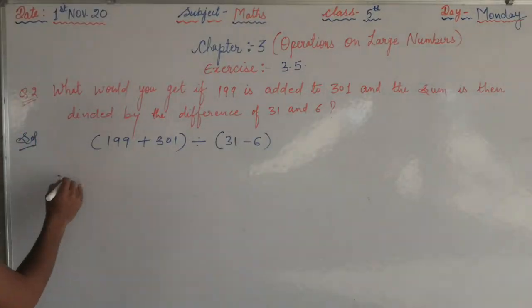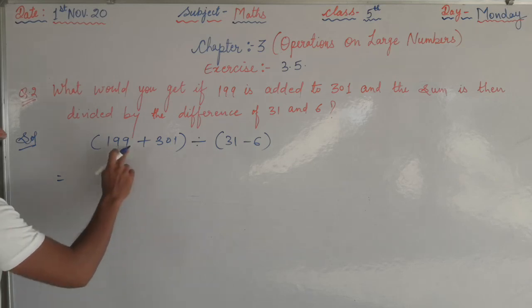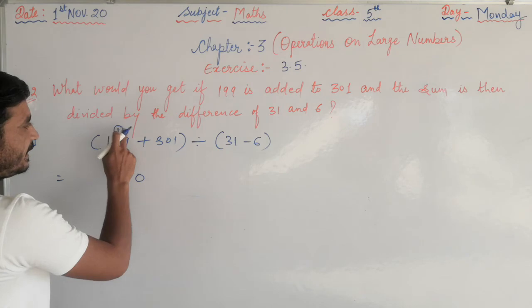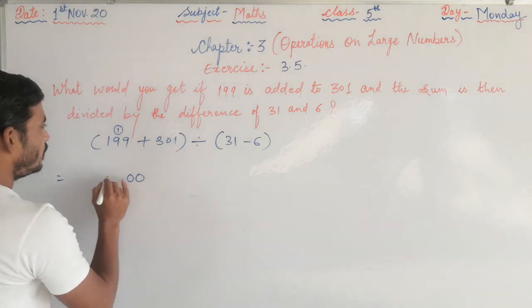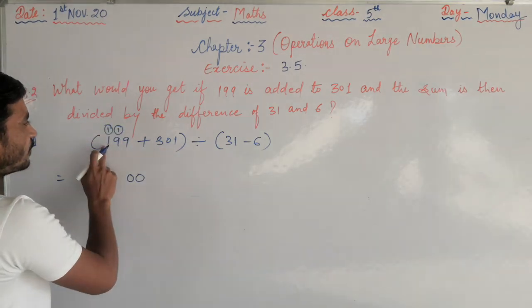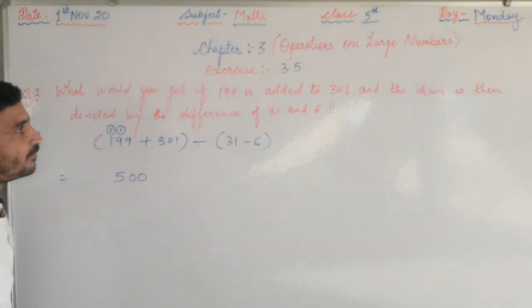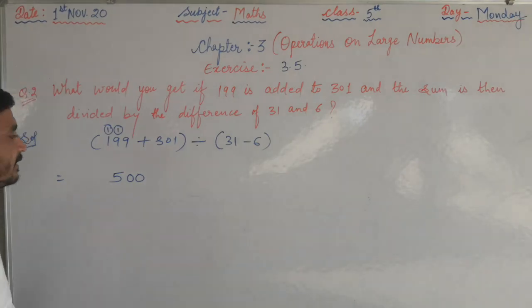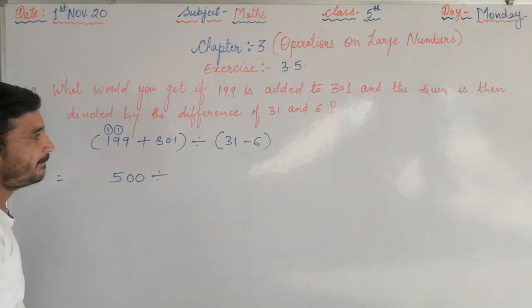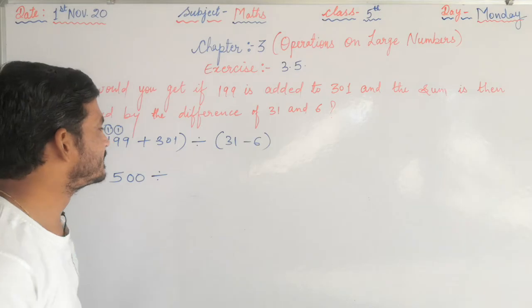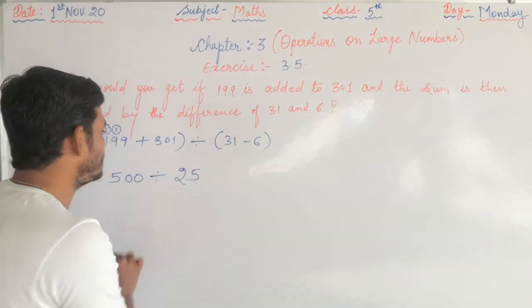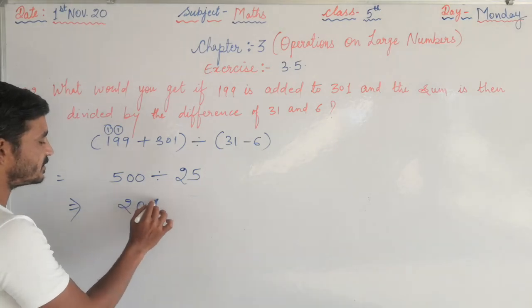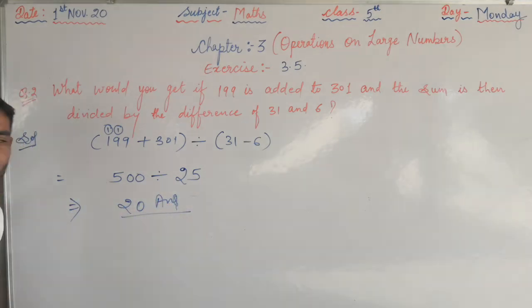Now you have to solve this question only. 9 plus 1 is 10, 0 carry 1, 9 plus 1 is 10, 10 plus 0 is 10, 0 carry 1, 3 plus 1 is 4, 4 plus 1 is 5. Here it is 500. When you add 301 and 199, that is 500. Now divided by 31 minus 6, here it is 25. What is the result? 25 times 2 is 50, put the 0 here. Okay, 20 is the answer.